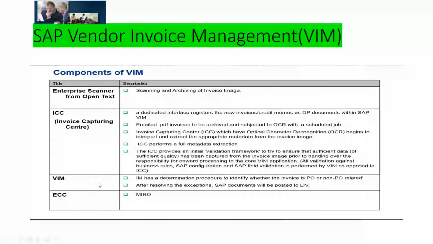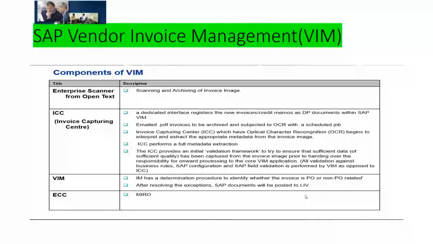So the next component is VIM. Vendor Invoice Management has a determination procedure to identify whether the invoice is PO or non-PO related. After resolving the exceptions, the SAP documents will be posted to LIV. LIV means logistic invoice verification. So this is the invoice management, and it is talking about this VIM.